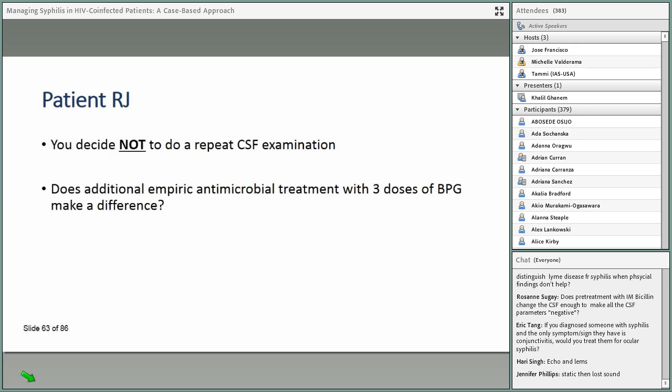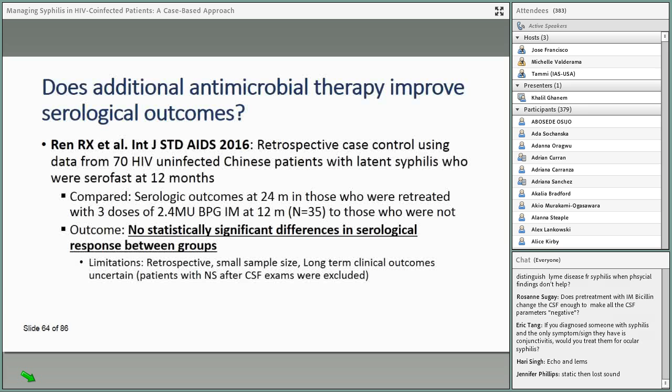Now let's go back to our patient RJ very quickly and show you that RJ got treated, remember, and his signs and symptoms resolved. But then at the time of treatment, his titer was 1 to 32. You treat him, you bring him back at 3 months, his titer is still 1 to 32. At 6 months, his titer is still 1 to 32. At 12 months, his titer is still at 1 to 32.